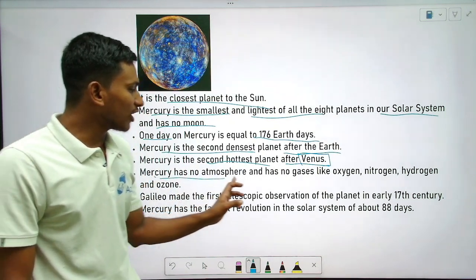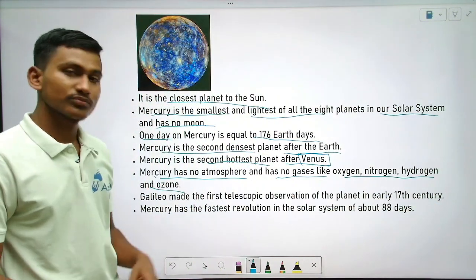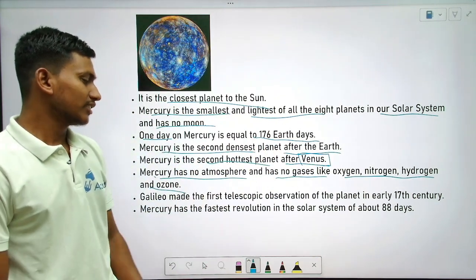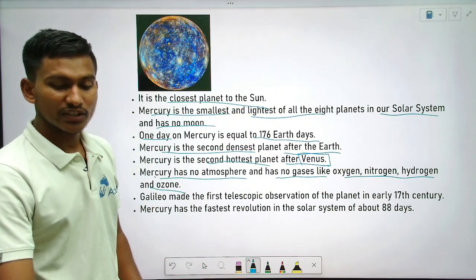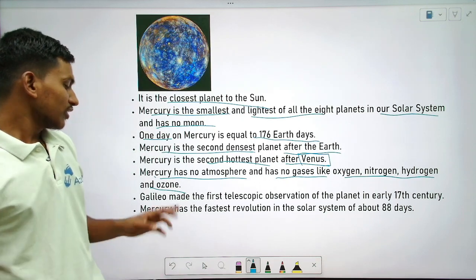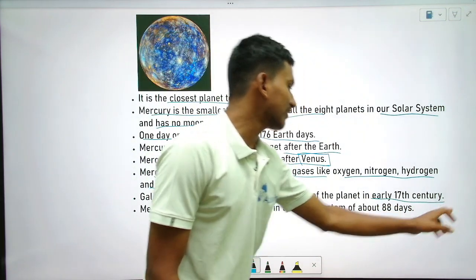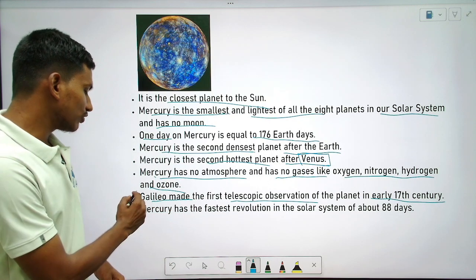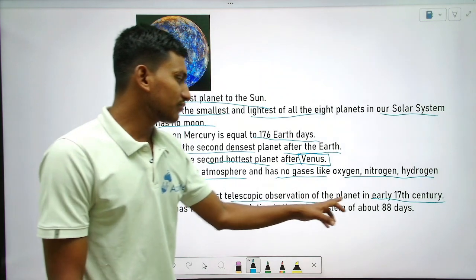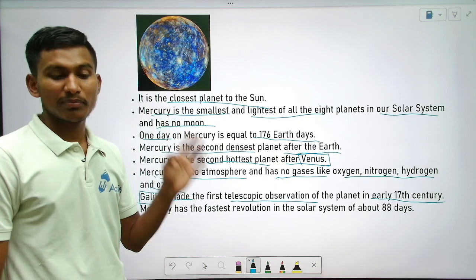So Mercury has no atmosphere and has no gases like oxygen, nitrogen, hydrogen and ozone. These gases are not present. So it has no atmosphere, right? Understood? Okay, good. So Galileo made the first telescopic observation of the planet in the early 17th century, right? Galileo Galilei, you may have heard of. He observed this Mercury planet first.